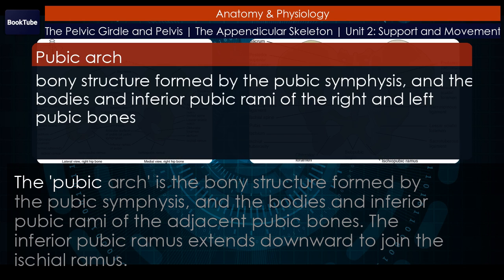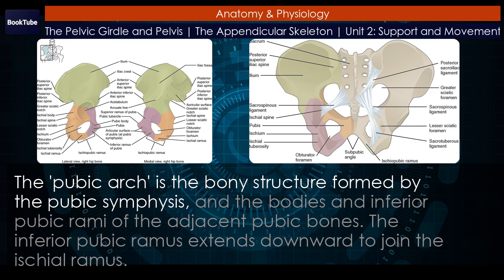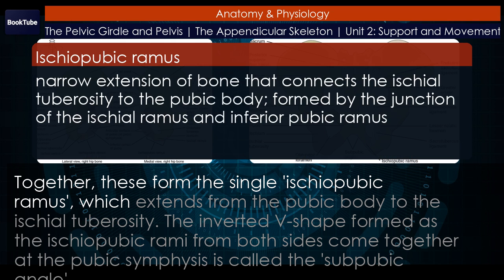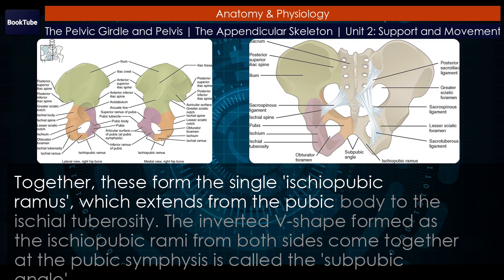The pubic arch is the bony structure formed by the pubic symphysis and the bodies and inferior pubic rami of the adjacent pubic bones. The inferior pubic ramus extends downward to join the ischial ramus. Together, these form the single ischiopubic ramus, which extends from the pubic body to the ischial tuberosity.